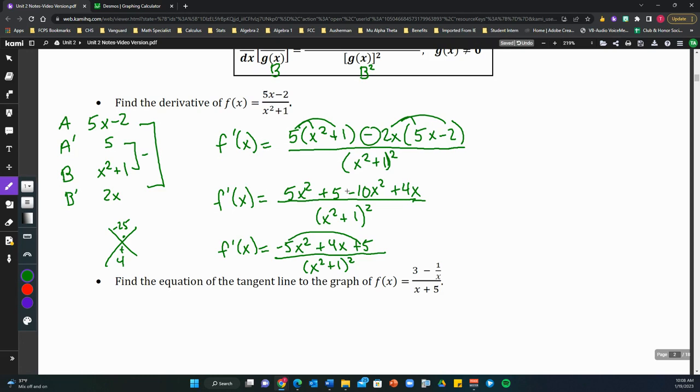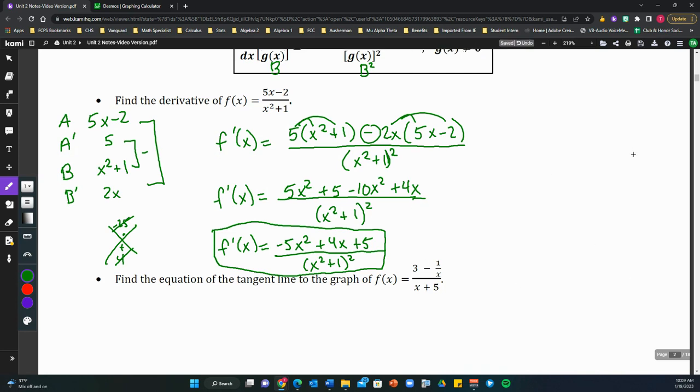25's only factors are 1 and 25 and 5 and 5. Neither of those combinations with positives and negatives would yield a positive 4. So there's no way that this guy is factorable. So there's not really anything that we can do to that. And even if there were, there's not much benefit to doing that. So we are going to leave it as is, and that is our final answer for that derivative.